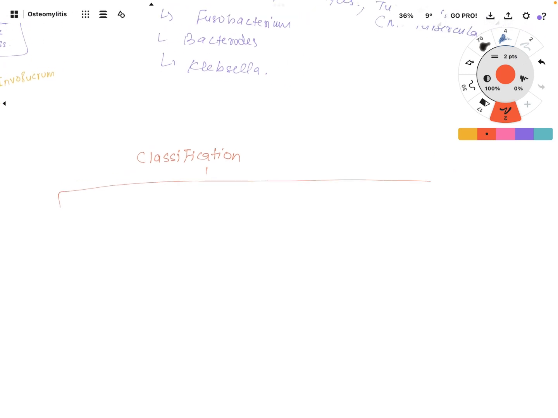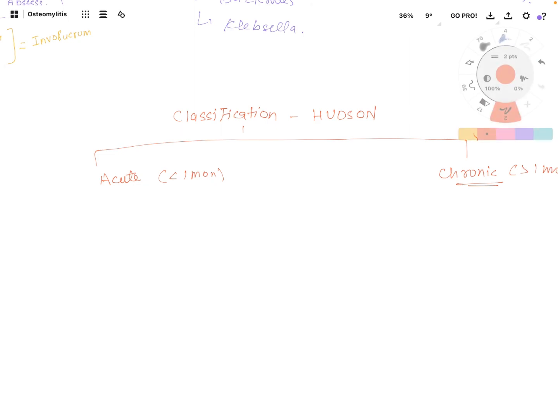This particular classification is given by Hudson, and he classified them based on acute, which is basically short term, within 1 month of inoculation, and there is a chronic variant which is more than 1 month. In acute, your infection could be suppurative. Suppurative is when there is formation of pus.